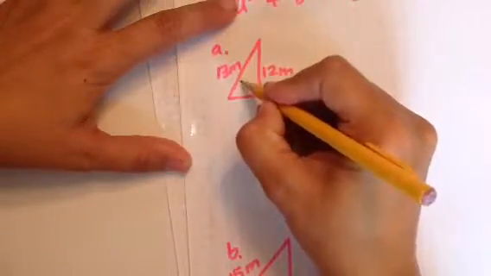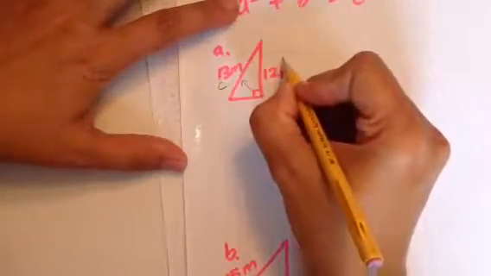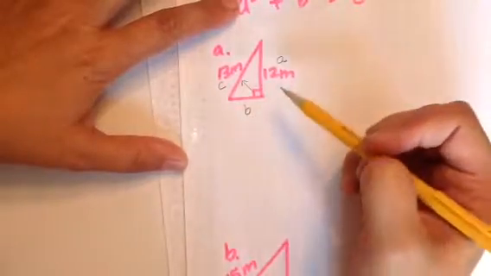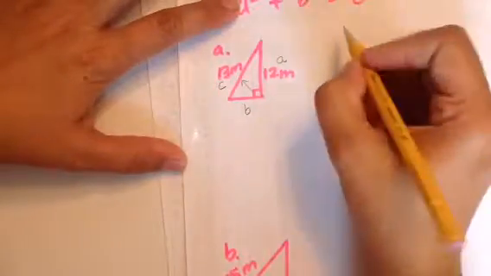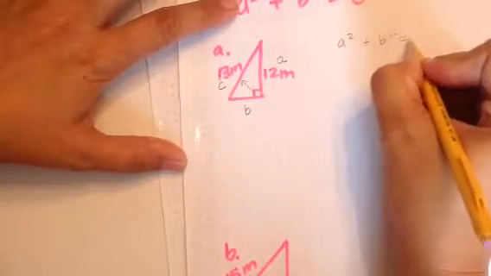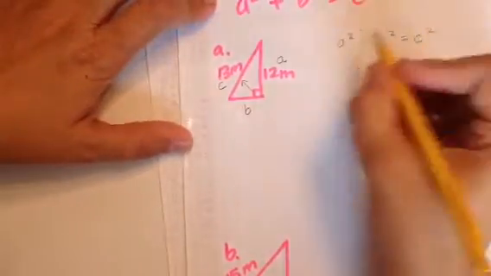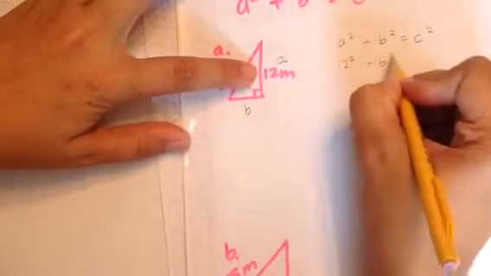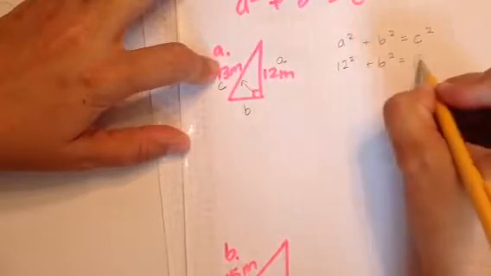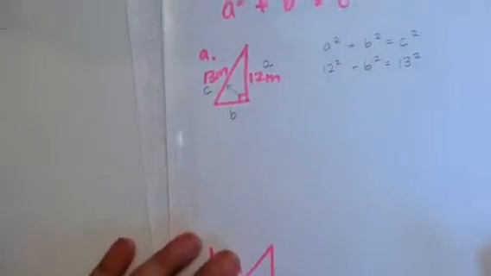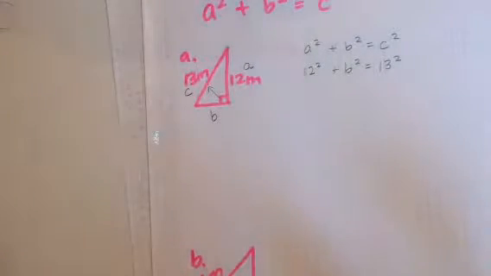Alright, this side straight across from the right angle is always C. So I'm going to label this one A and this one B. It wouldn't have mattered if I'd labeled this one B and this one A. It doesn't matter. So I'm going to use the equation A squared plus B squared is equal to C squared. A is 12, B is unknown, and C is 13. So I have 12 squared plus B squared is equal to 13 squared.